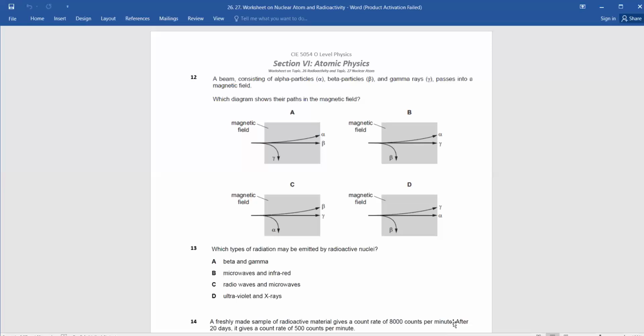Because beta particles are lighter. So which one is lighter? That one will be deviated more. That one will deflect more.